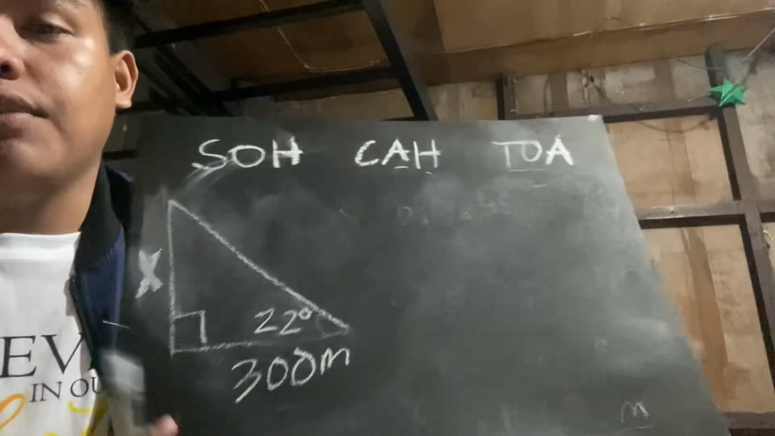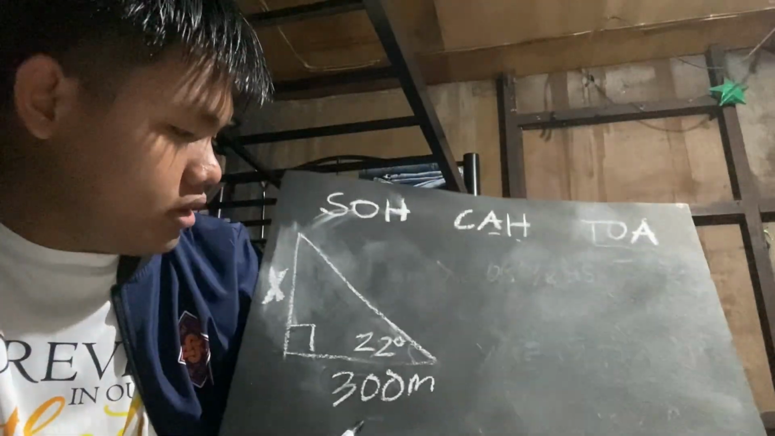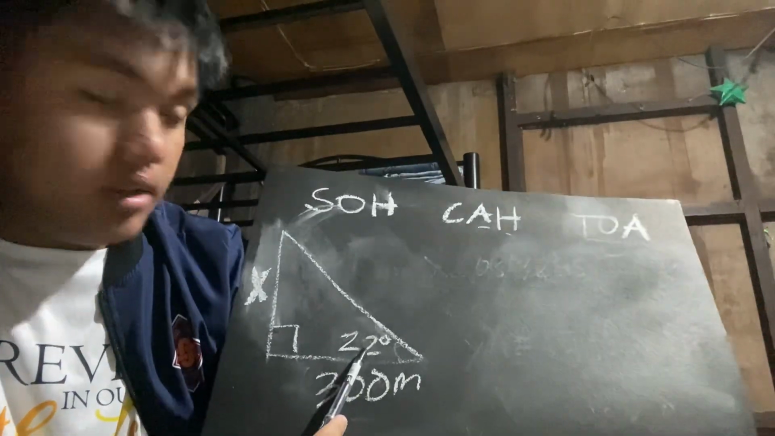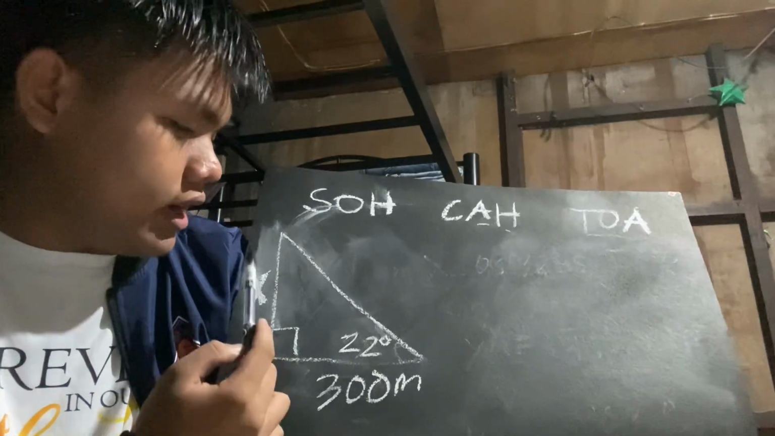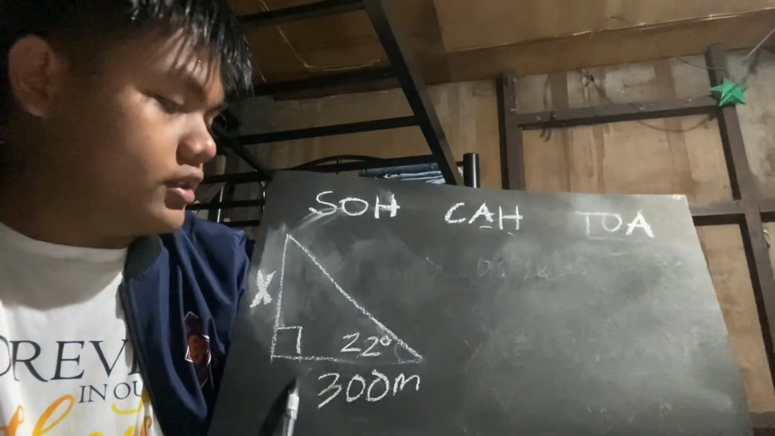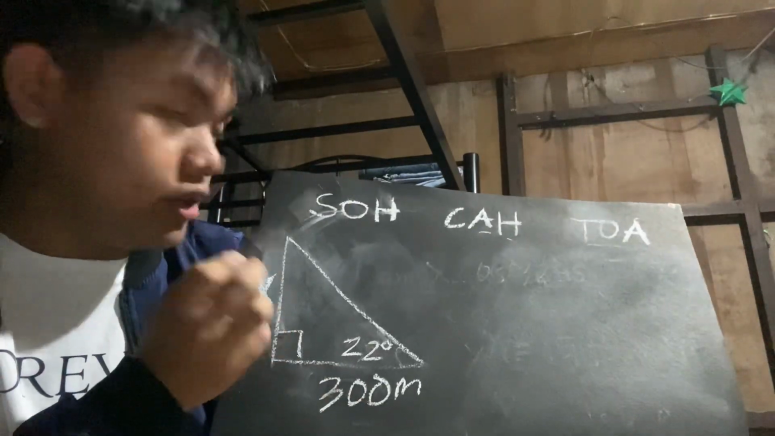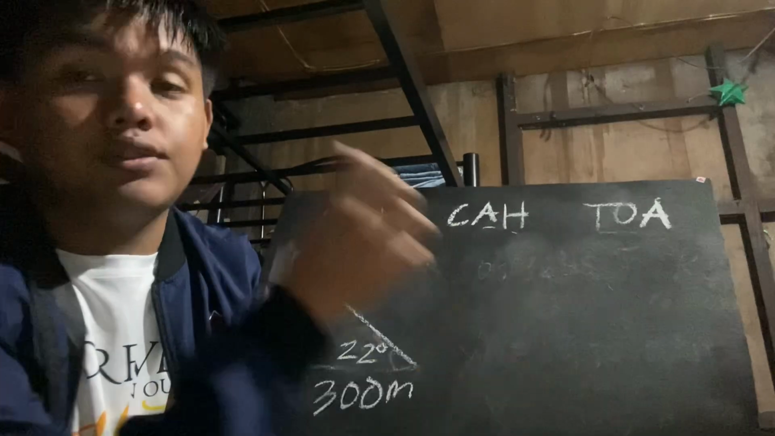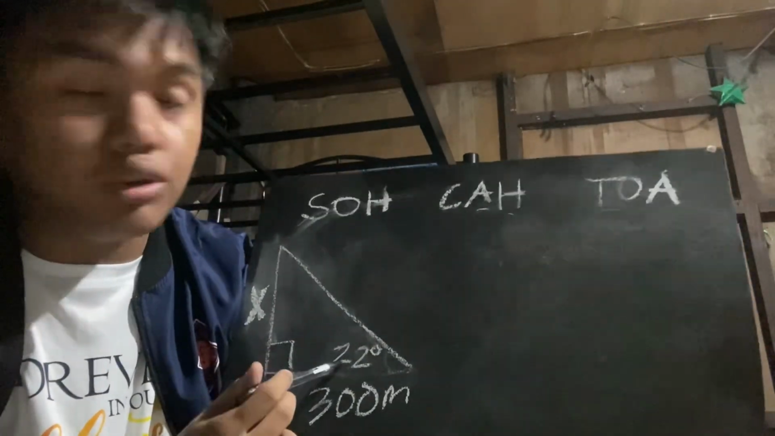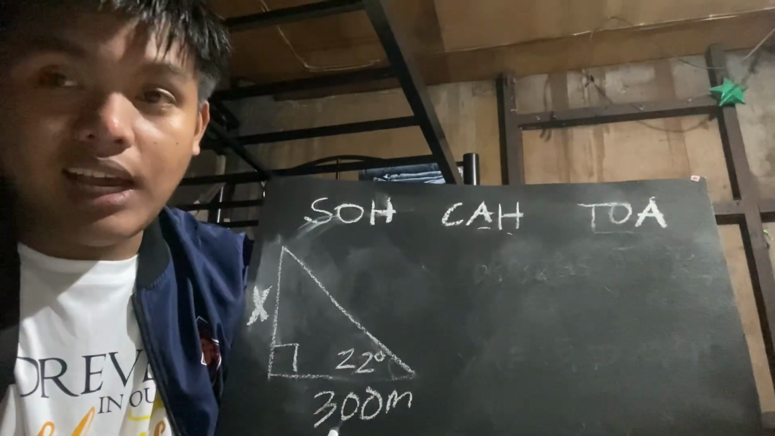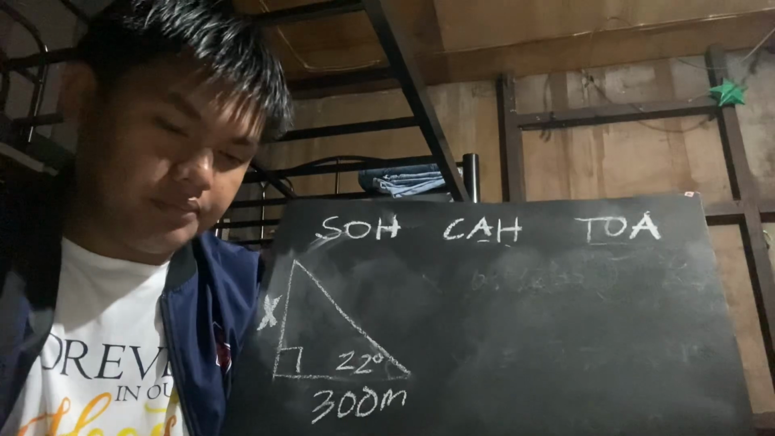Okay, we have another example of a right triangle. We have a given angle and the adjacent of that angle, and we need to find the opposite. Since we have a given adjacent and we need to find the opposite, we can use TOA, because TOA stands for tangent of an angle, which is 22, equals opposite, x, over adjacent, 300.